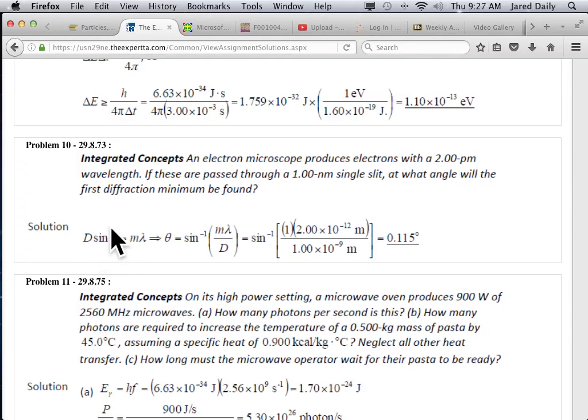So in the end, we solve for the angle. We get theta equals inverse sine of m lambda over d, where the m is the order, so that's the 1 because it's the first diffraction. And then lambda is the 2 times 10 to the minus 12, the 2 picometers. And then you divide by the width of the slit, which is the large d there. And you get 0.115 degrees. It's just plugging numbers in.